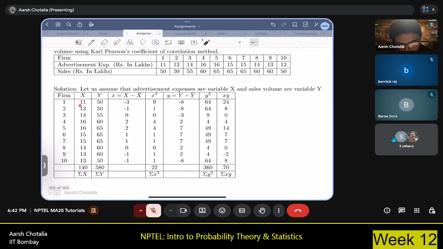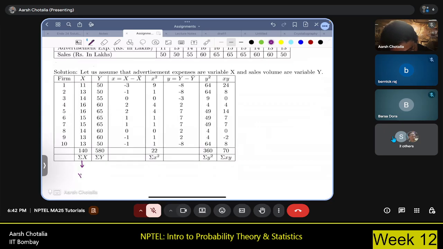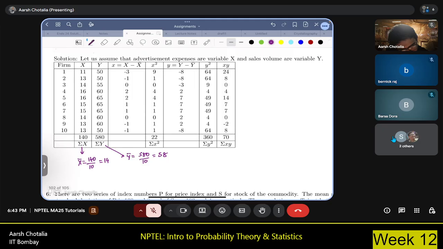So for x, we see that sum over x is 140, which means x bar is 140 divided by 10. So 40. Okay. Similarly, y bar is 580 divided by 10. So 58. Sum over x square, that is 22.